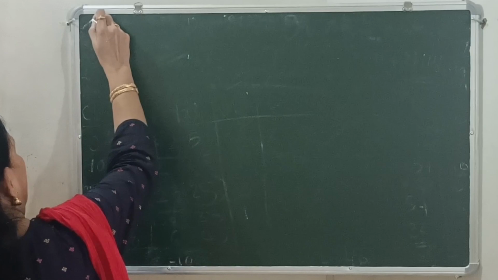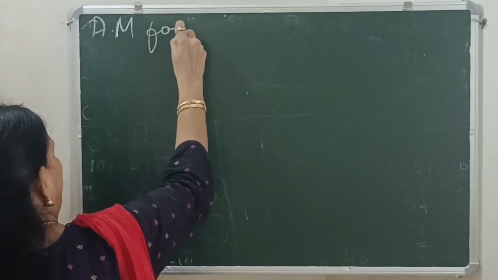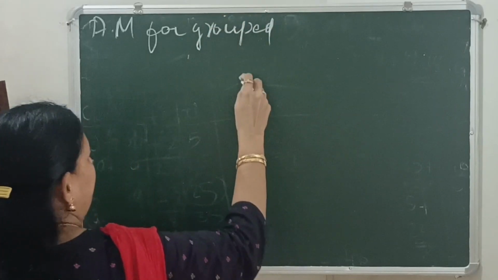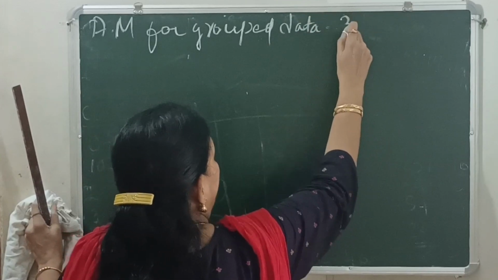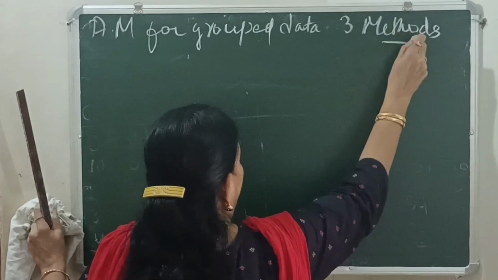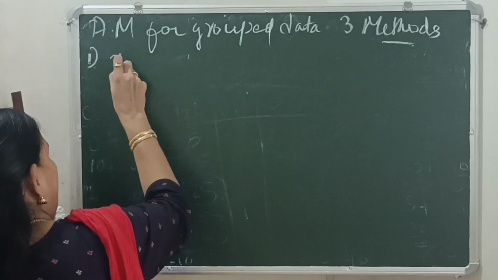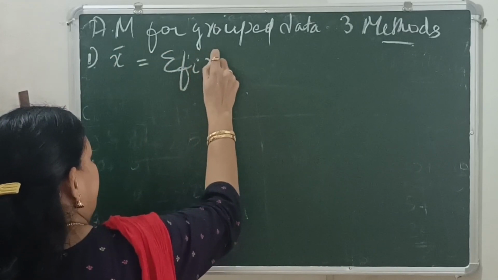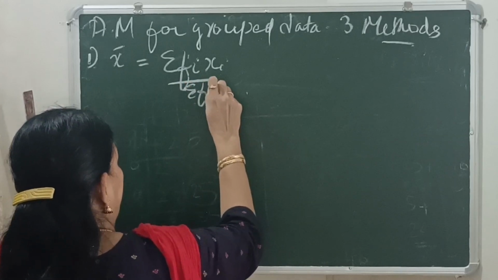Then, for finding arithmetic mean for grouped data, write the formulas. There are three methods in the formulas for grouped data. Arithmetic mean for the grouped data, there are three methods. First method, arithmetic mean x bar equal to sigma fi xi by sigma fi.